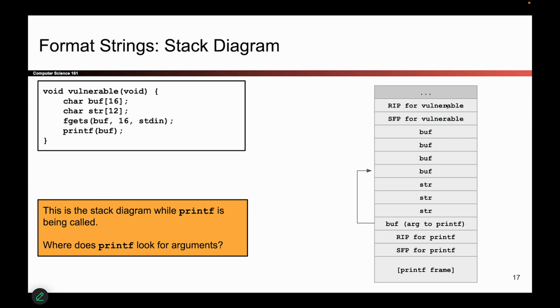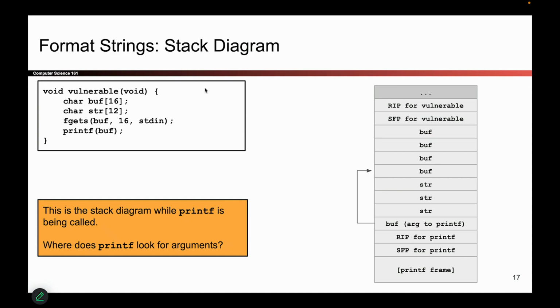When I open up vulnerable, I have RIP, SFP. I define the local variables of buff and string, or str. And then when I call printf, that opens up its own stack frame. So I pass in the argument buff. And remember, arguments are passed in as pointers in C, or rather, arguments to character arrays are passed in as pointers. So I pass in an address, and the address points at buff. Then I open up the printf stack frame, which has RIP, SFP, and printf.